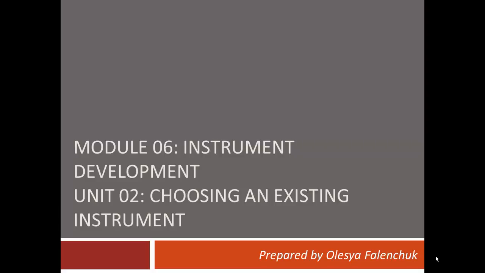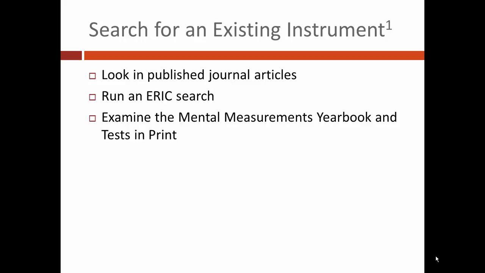Now let's talk about choosing an existing instrument instead of designing a new one. When designing a study that involves collecting data on some constructs of interest, consider first looking around for existing instruments. There are multiple sources to explore. One is to search for similar published studies and see what instruments they've used. Another is to conduct a search through the ERIC database.